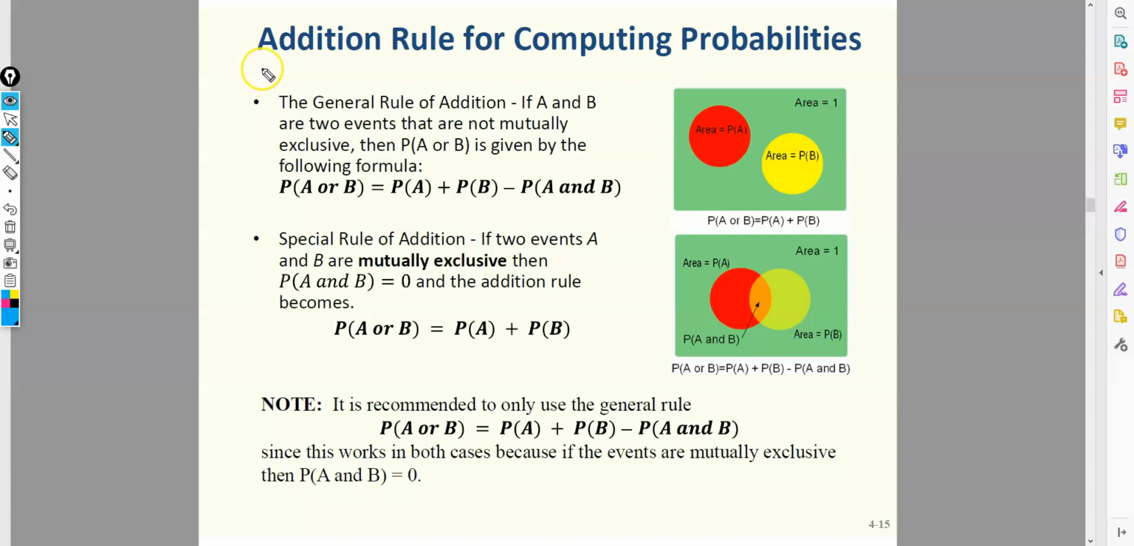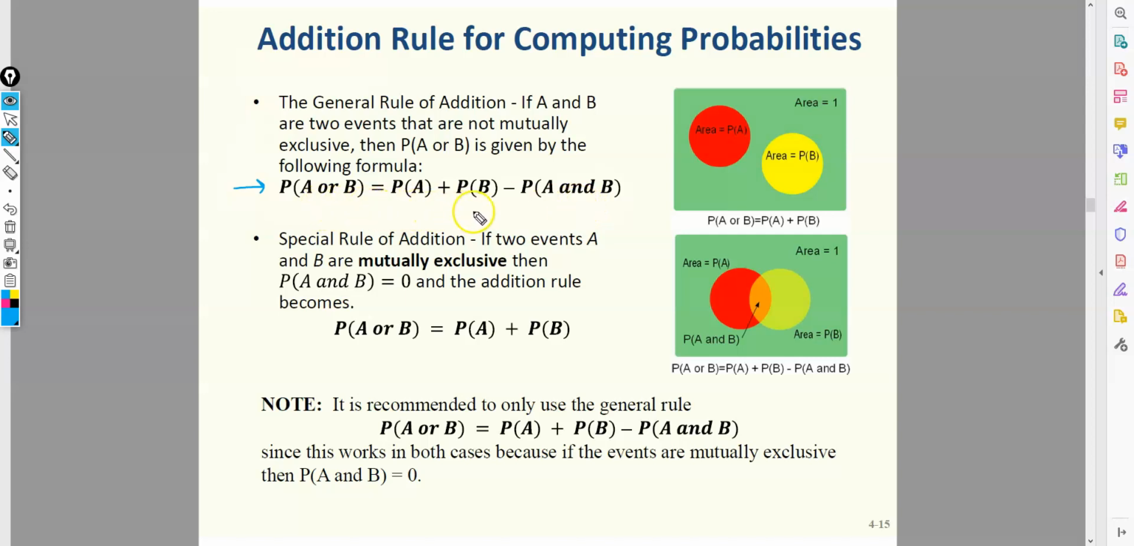Hi everyone. In this lesson, we're going to cover the addition rule for computing probabilities and look at a few examples. Now down here we have stated our general rule of addition for computing probabilities, and it states that the probability of event A or event B occurring is equal to the probability of event A occurring plus the probability of event B occurring minus the probability of event A and B both occurring at the same time.